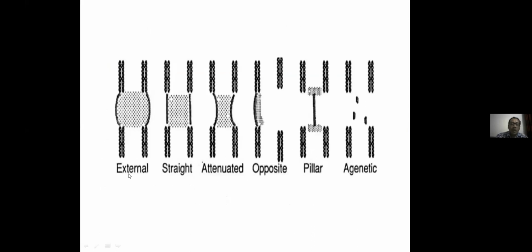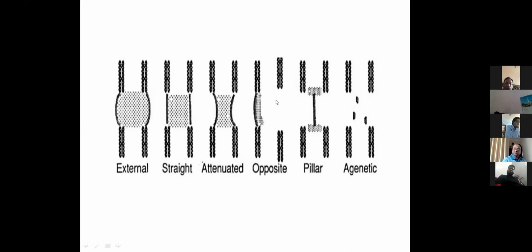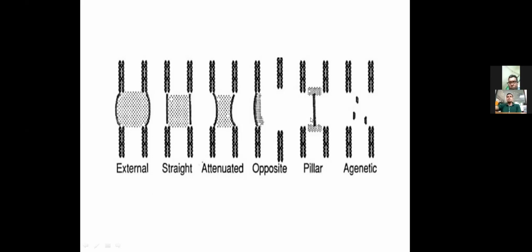This is the diagrammatic picture of the 6 types of lengthened callus. This is the external callus, which is fusiform in shape. This is the straight, resembling the original bone, and the attenuated. And this is the opposite side, where the callus is formed on the opposite side of the lengthener. This is the same side as the lengthener. And this is the pillar type of callus, and this is the agenetic. Here, there is sporadic, some calcification in the gap.